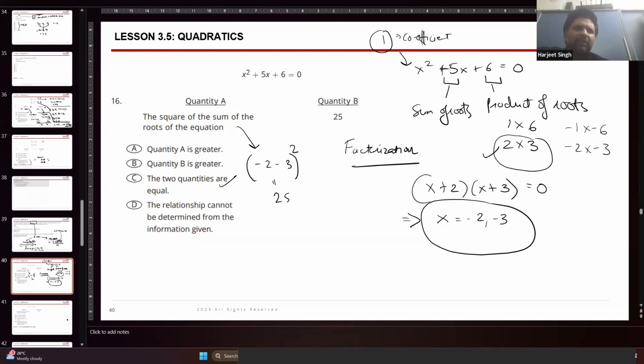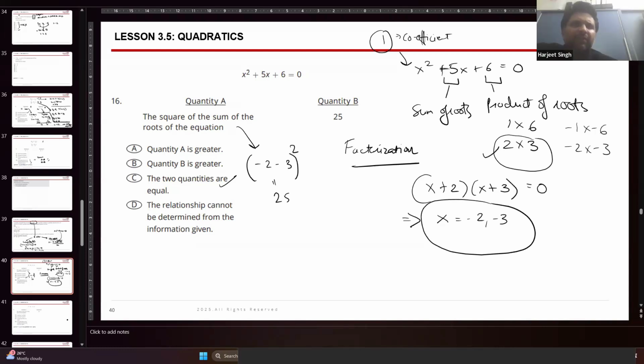All good? Question. Yes. If you already see that the sum of the roots is 5 from the equation, because you said the 5 there in the equation at the top is sum of the roots, right? Always. Then can't you just directly use that and square it?